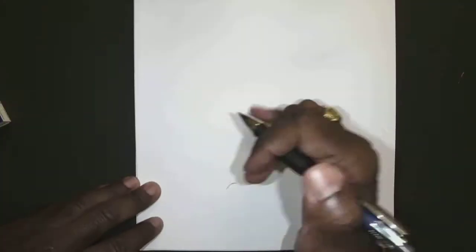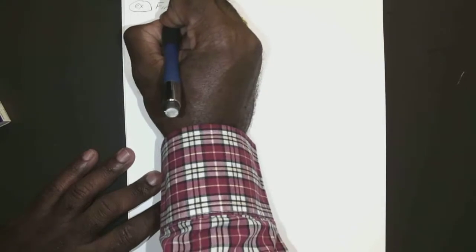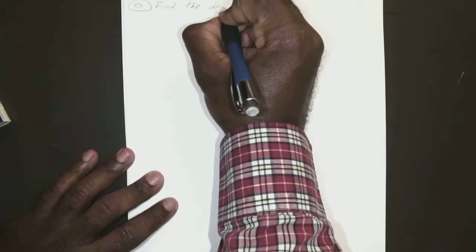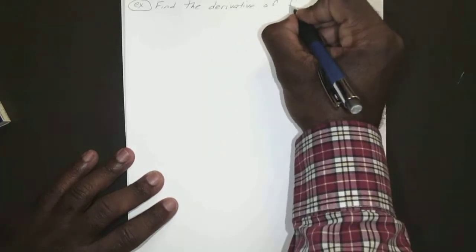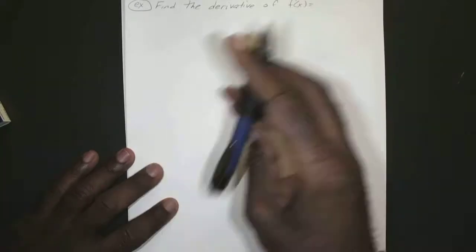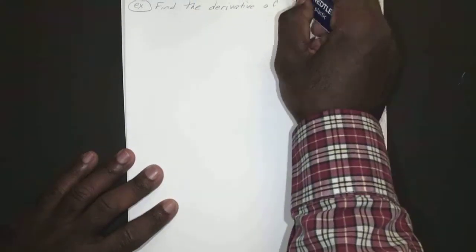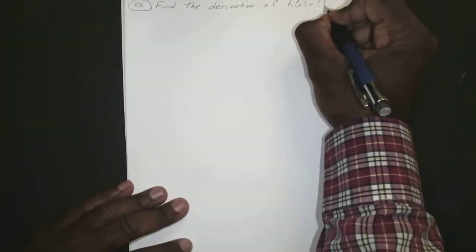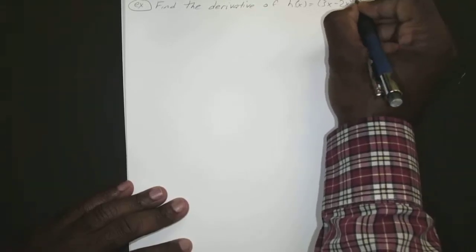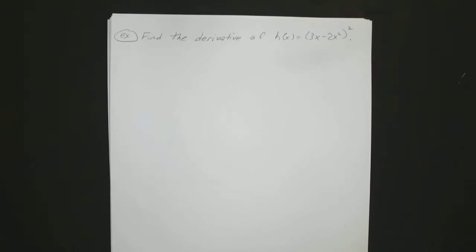Okay, so let's say, for example, we want to find the derivative of f of x. Actually, let me use h of x, to avoid confusion. h of x is equal to (3x minus 2x squared) squared.